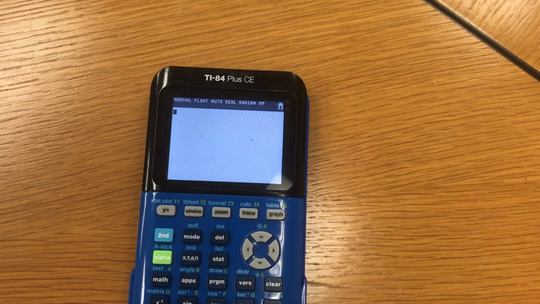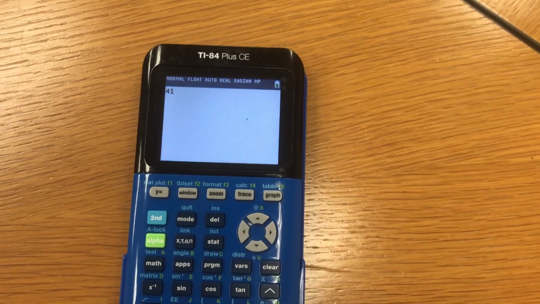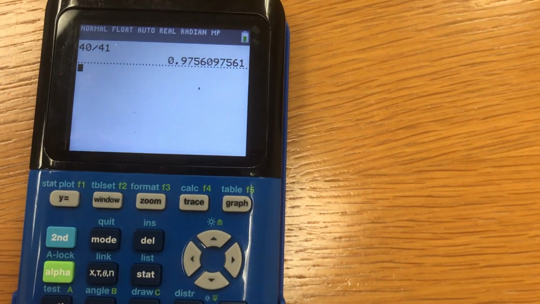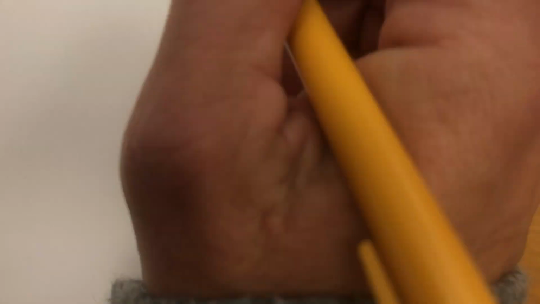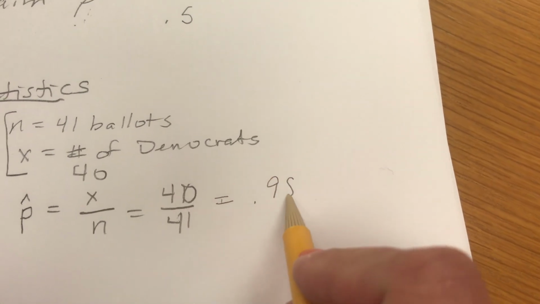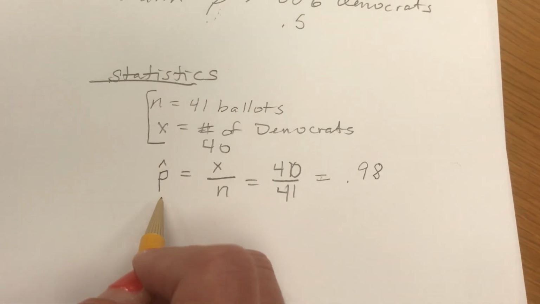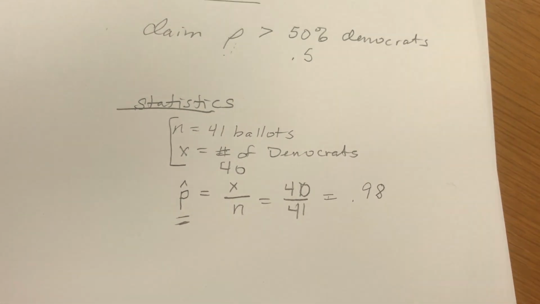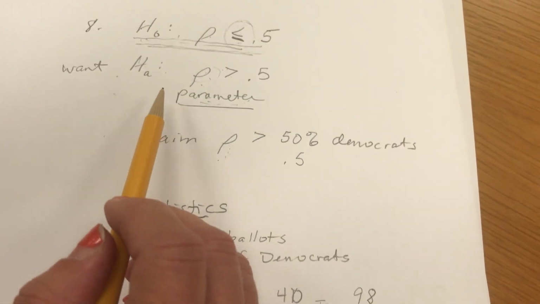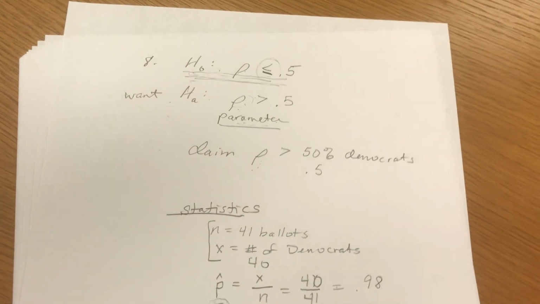I'm graphing. So 40 out of 41, that's pretty high. And it's 0.98. So in other words, my sample produced a sample statistic of roughly 98% Democrats. So this is that point estimate, as when we are given confidence intervals, but we're going to use that as our test statistic evidence in either support or failing to support the alternative hypothesis.